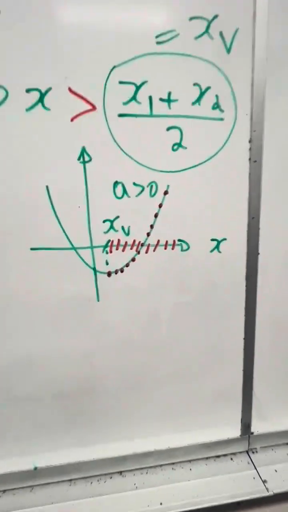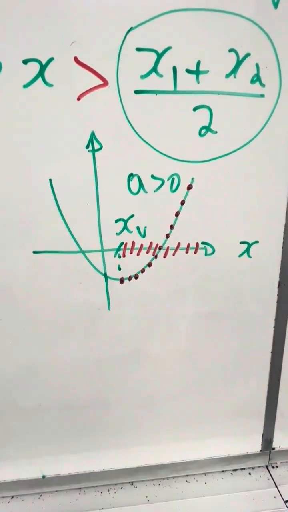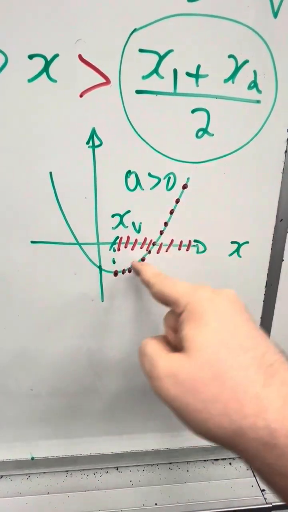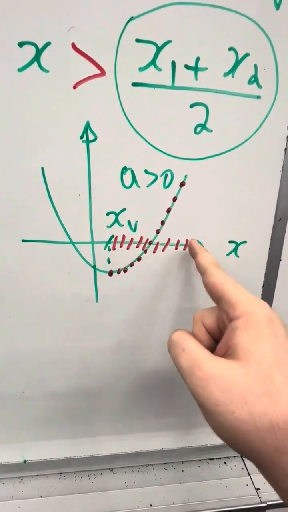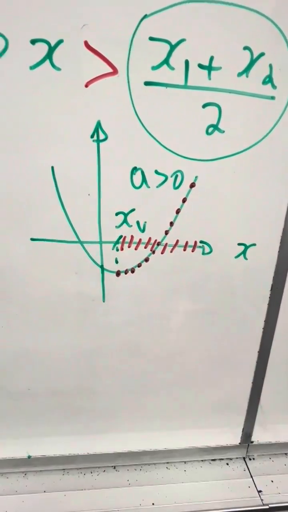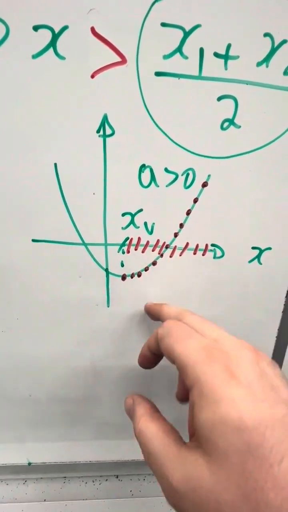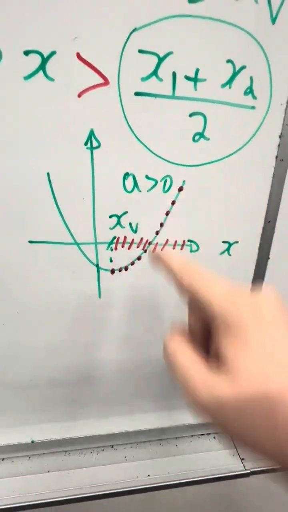Graphically, the situation is like this. A is positive, so it's a convex parabola, and it's increasing in this part here, which corresponds to values of x above, greater than the vertex, the x of the vertex. Okay? So the parabola increases if x is above x of the vertex, in this case for a positive.